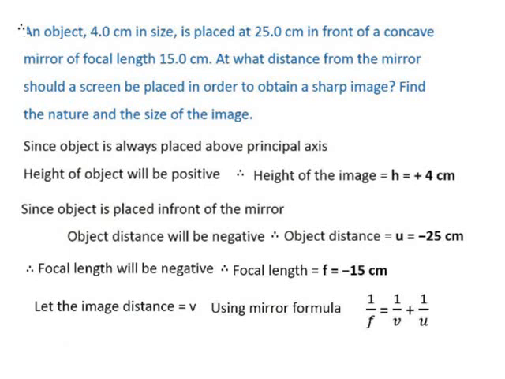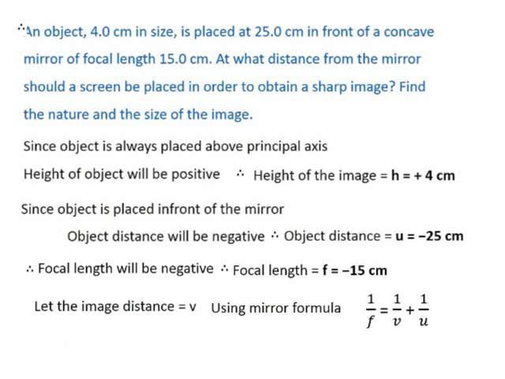That means the screen is where the image is being obtained. So where should we keep the screen, that means at what distance the screen should be kept from the mirror. That means the value of v is being asked to find out. And after finding the value of v, we have to find the nature and size of the image.